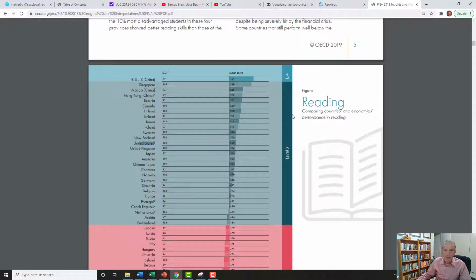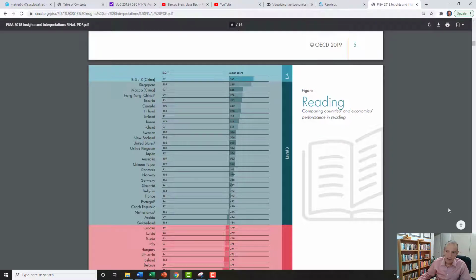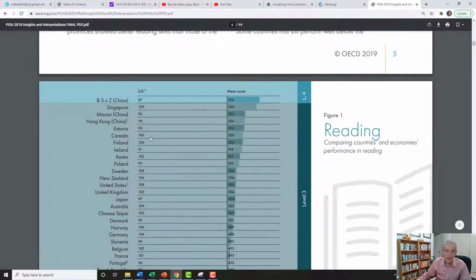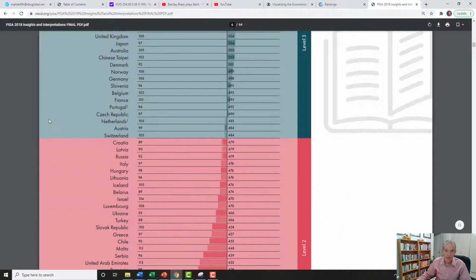And so here you see the reading score. So China, Singapore, Asia really dominates. Estonia, Canada does really well. You see the Nordic countries doing really, really well. Korea does really well. United States is doing much better on reading. 1, 2, 3, 4, 5, 6, 7, 8, 9, 10, 11, 12, 13. So 13th on reading.